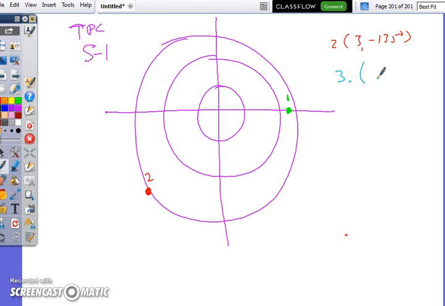I said here because of this negative. But instead of walking this way, I'm going to walk this way instead. Easy money. And that's number 3. For each polar equation. Number 3.